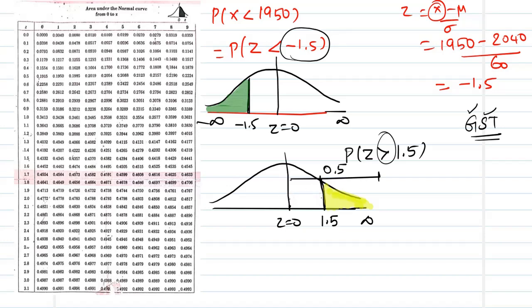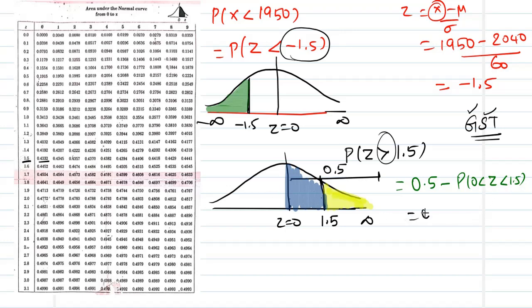So from your 0.5, what you will have to do? You will have to subtract this quantity, which is the quantity from the table. I can get it from 0 to 1.5. So subtract this. So what will be the answer? This will be from 0.5, I subtract the probability of 0 less than Z less than 1.5. Go and check with the table value. Where is 1.5? 1.5 is here and 0 is here.